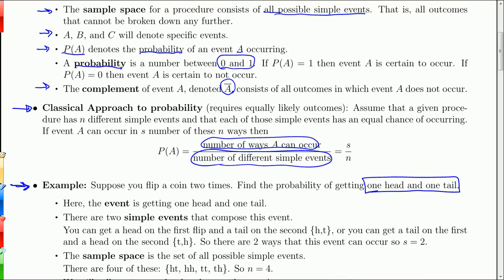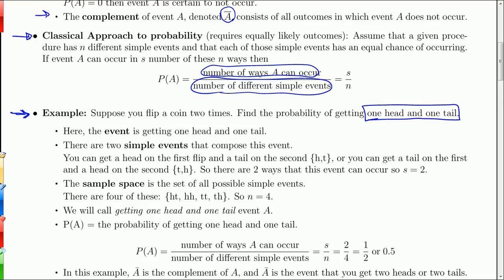Okay, so we'll go back to our coin toss. We're going to flip a coin 2 times. What's the probability of getting 1 head and 1 tail? Here the event is getting 1 head and 1 tail. But there are 2 simple events that compose this event. They are a head on the first and a tail on the second flip, and then the other is a tail on the first and a head on the second. So there are 2 ways that my event can occur. In this case, S equals 2.